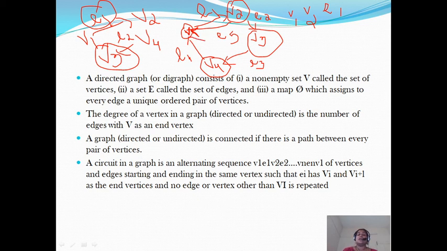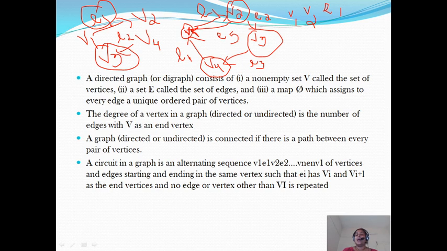Okay, next one is circuit of a graph. Circuit of a graph means start from any vertex but end in the same vertex. For example, if you are starting from V1: E1, V2, E2, V3, E3, V4, E4, V1. So starting from V1 and ending with V1 with alternate vertices and edges, that is called what? A circuit in a graph. And the main condition is that the starting and ending vertex must be the same.